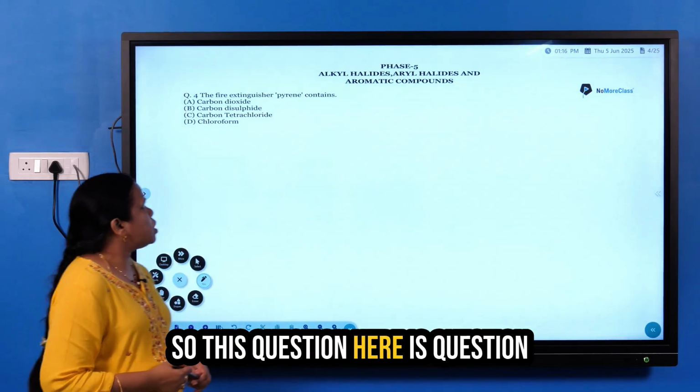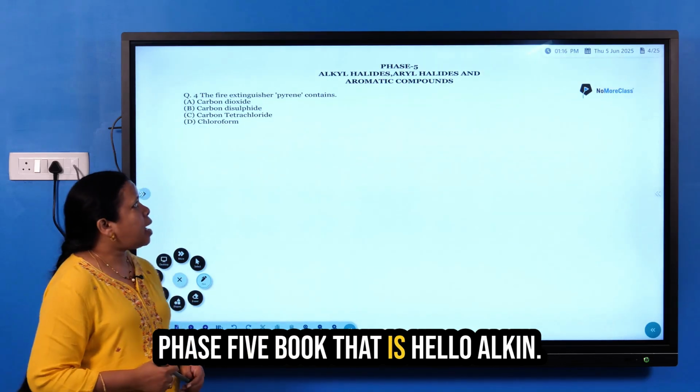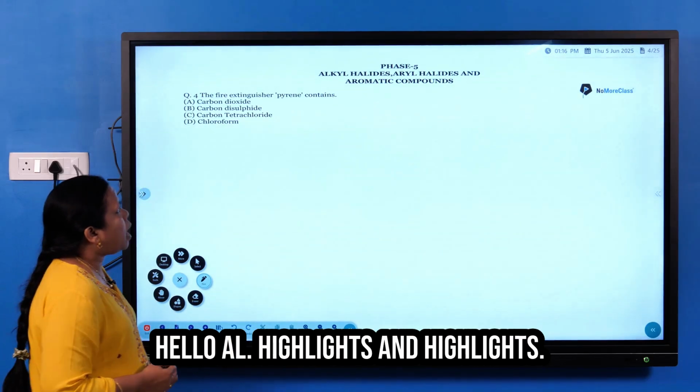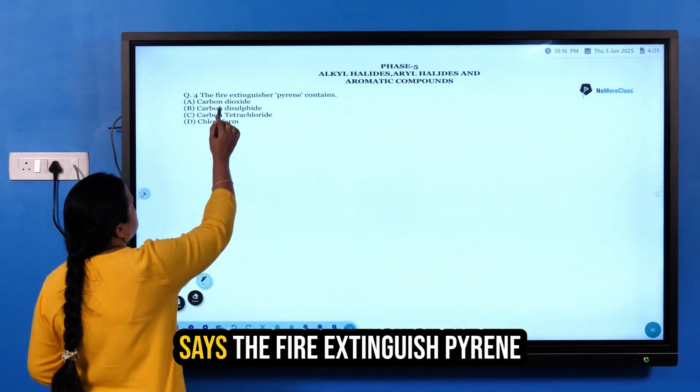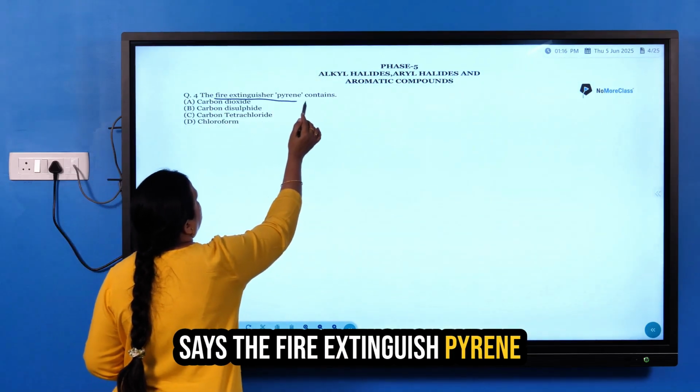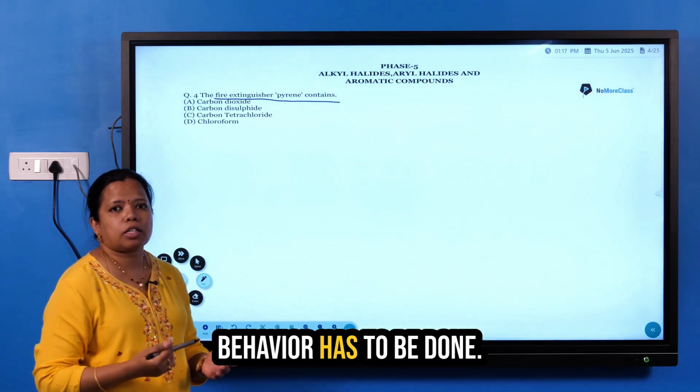So this question here is question number 4 from exercise 2 of Phase 5 book, that is haloalkanes, haloarenes or aryl halides and alkyl halides. Okay, so here the question says the fire extinguisher pyrene contains of. So fire extinguishing behavior has to be done.